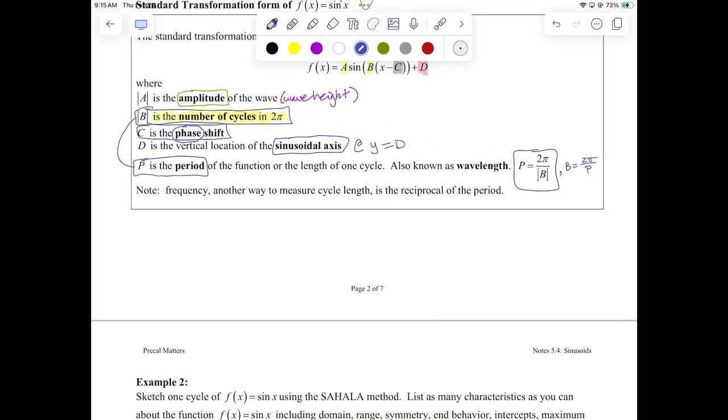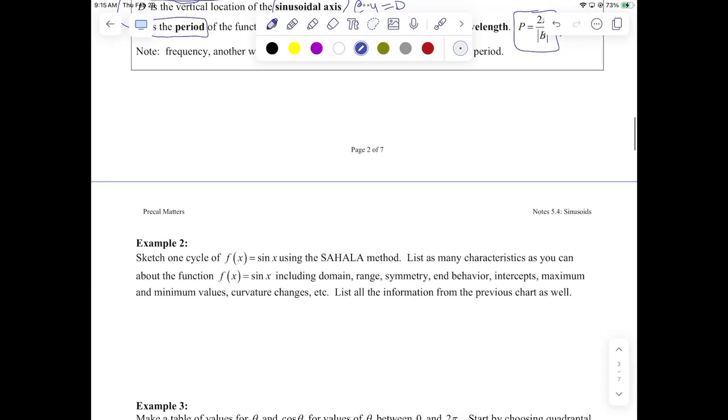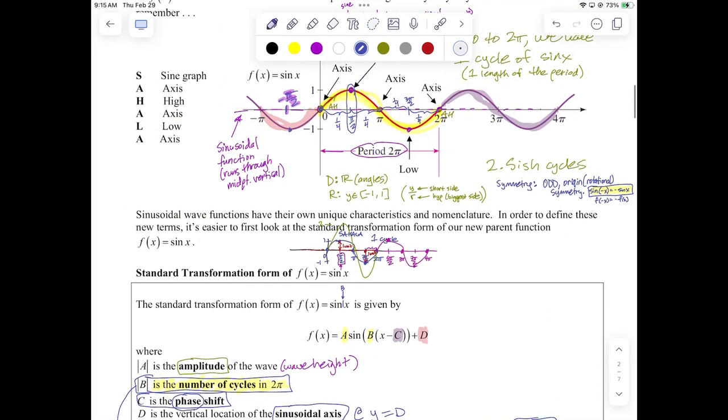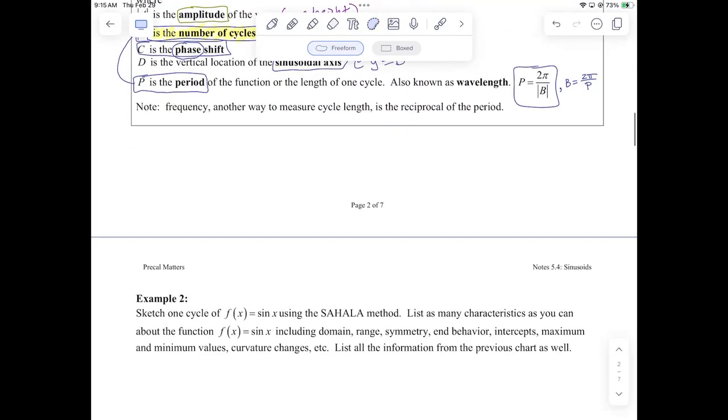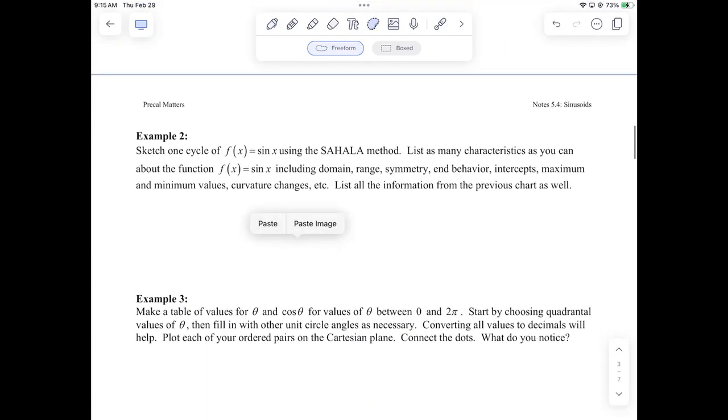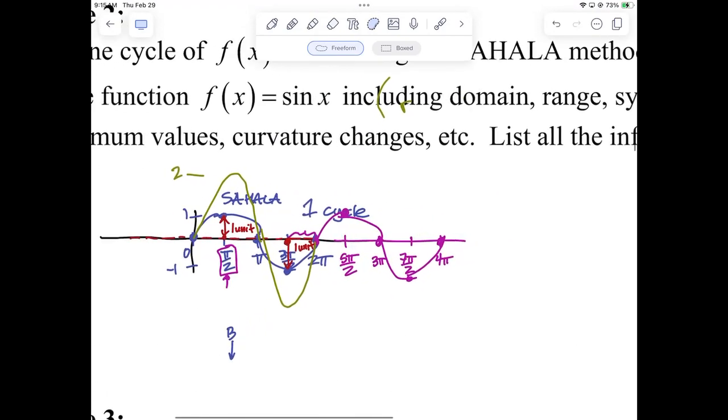All right, so every single one of these, a, b, c, d, has a new name or a new idea associated with it that you have to know. All right. We already did example 2. So if you want to just copy this and paste it down here, for example 2, you could do that. It says to list the curvature changes. Let's go ahead and list that too.